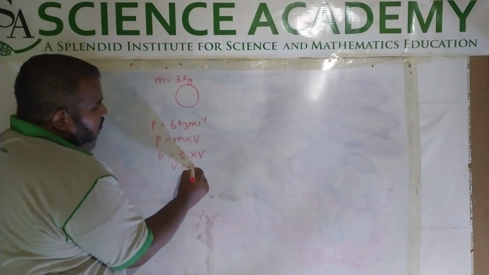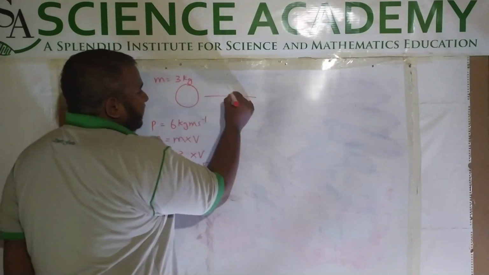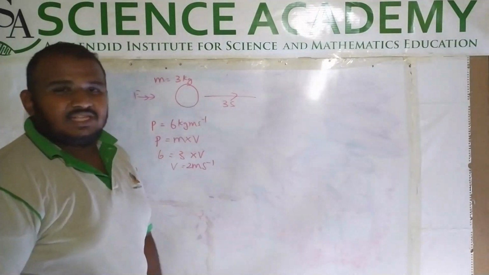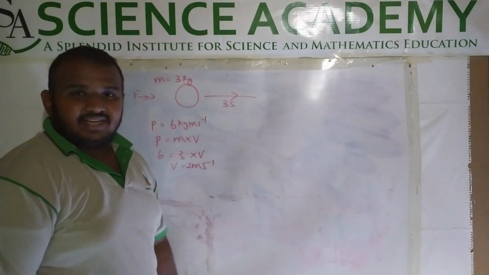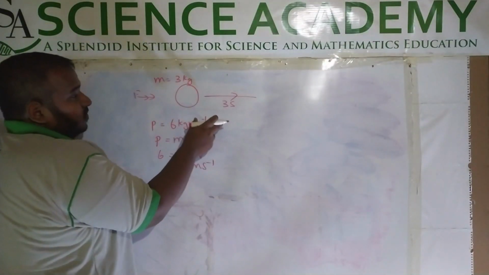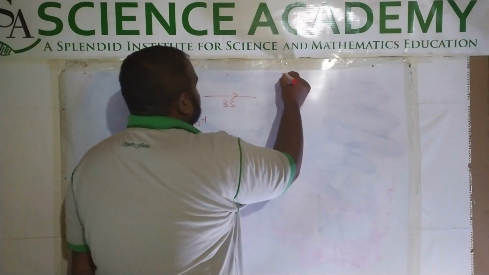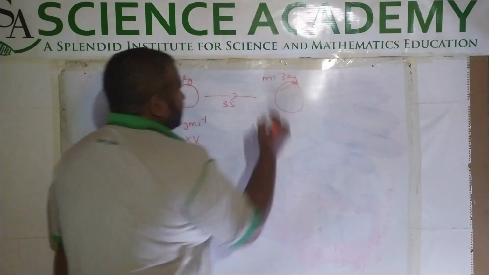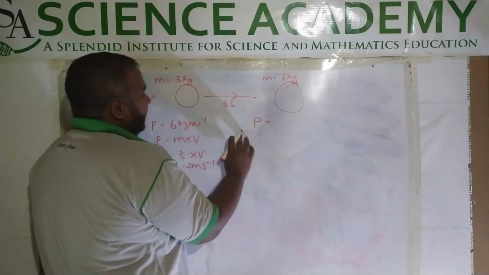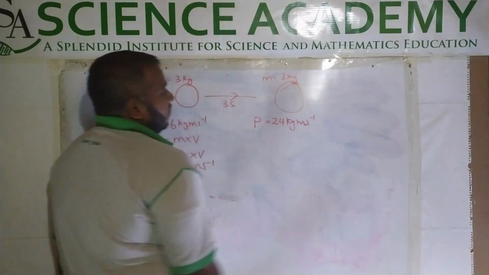The v will be 2 meter second minus 1. This is the initial velocity. After traveling for 3 seconds, from an external force, the velocity is changing as a result of the external force, or the resultant force. After 3 seconds, the same object, 3 kilogram is the mass, the momentum P increased to 24 kilogram meter second minus 1.